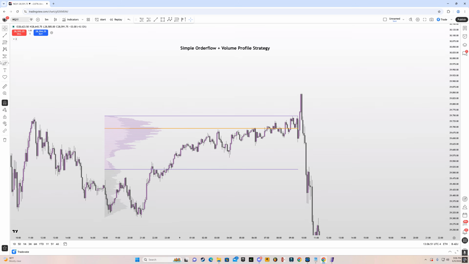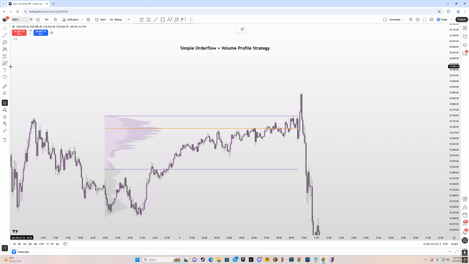Now, the value area high is where the least amount of volume was transacted, and the value area low, as marked out by these gray histograms, this is the area where the least amount of volume was transacted, okay?